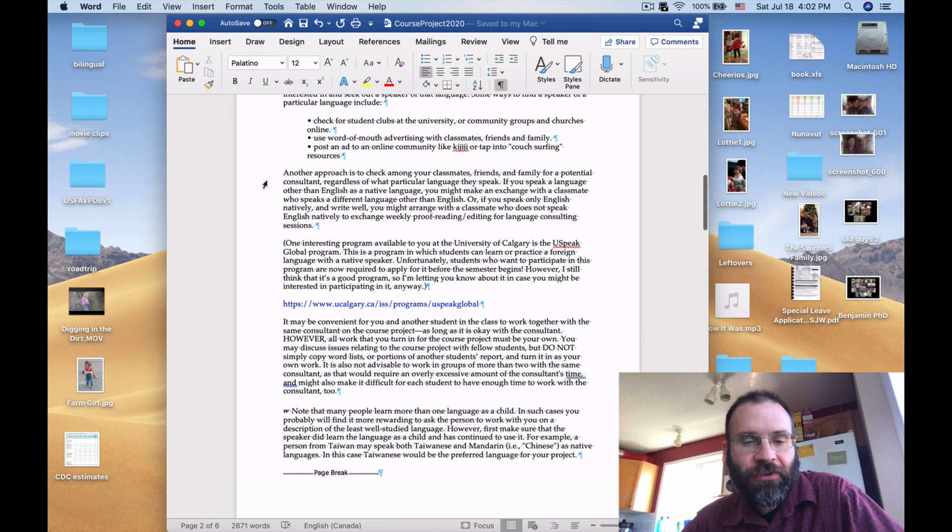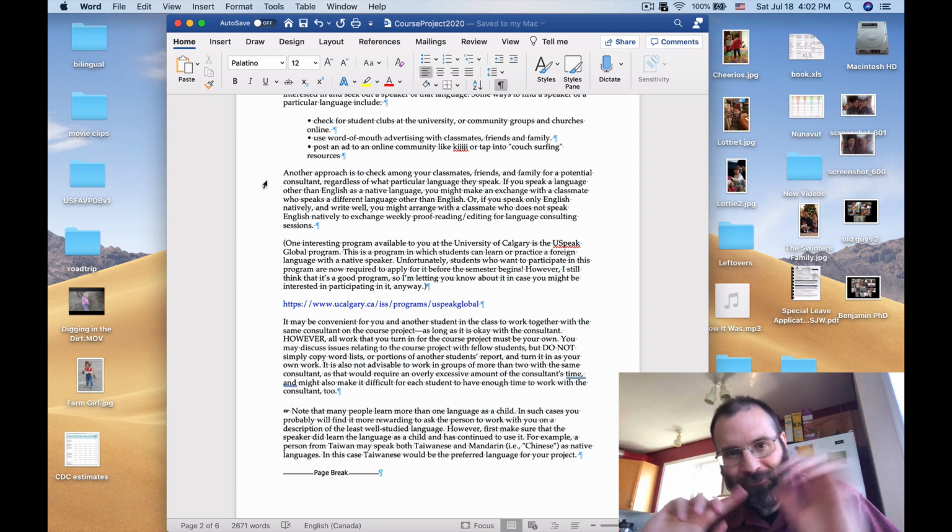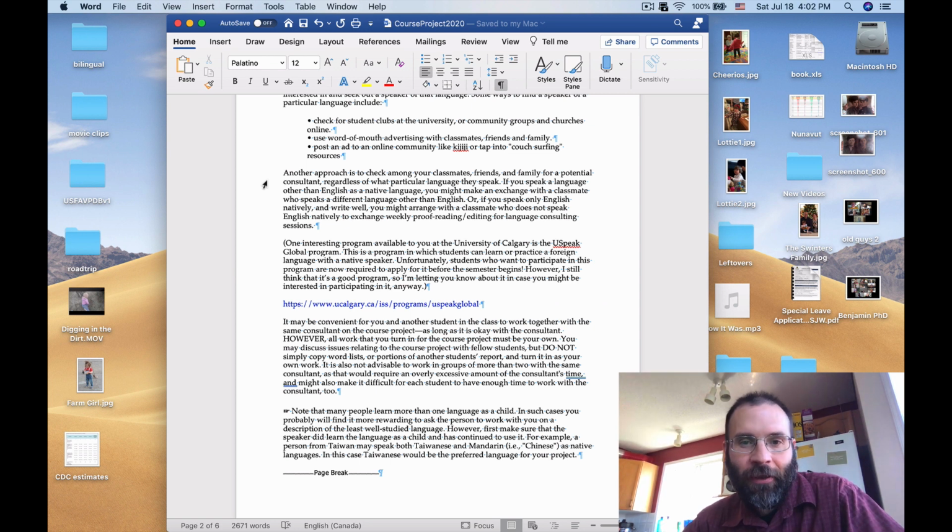Another approach is to check among your classmates, friends, and family for a potential consultant, regardless of what particular language they speak. If you speak a language other than English as a native language, you might make an exchange with a classmate who speaks a different language other than English. A number of students have done this in the past, where they just work with each other as each other's consultants, and it works totally fine. Or if you speak only English natively and write well, you might arrange with a classmate who does not speak English natively to exchange something like weekly proofreading or editing for language consultant sessions, or some sort of exchange you think is fair to you. That's fine too.